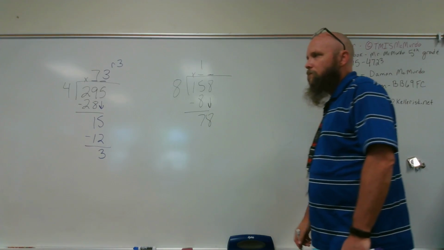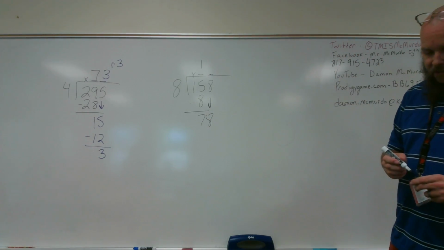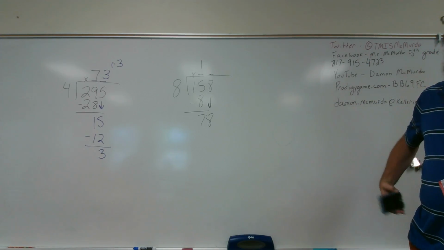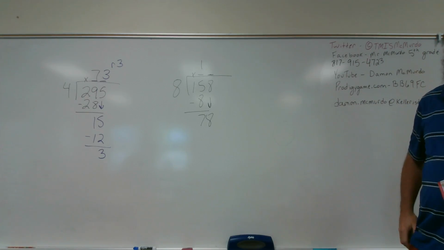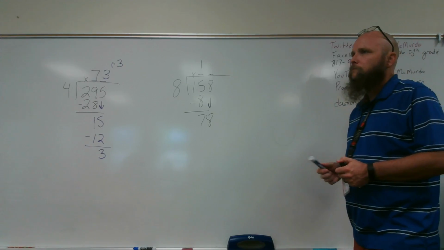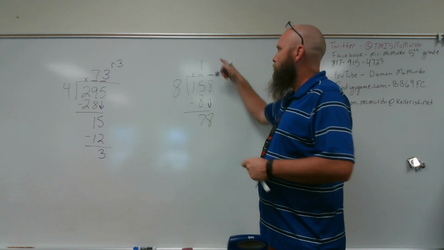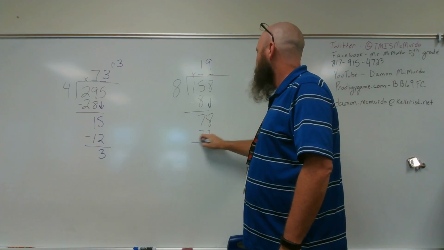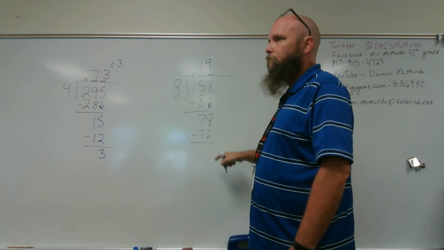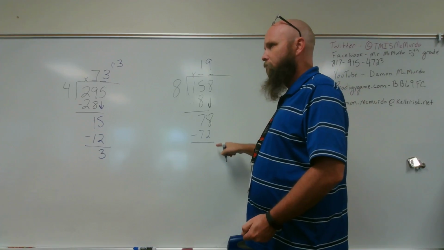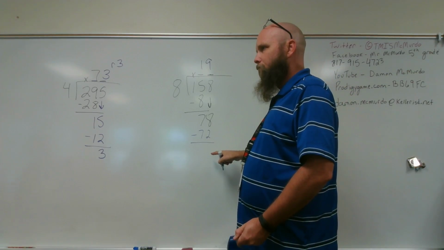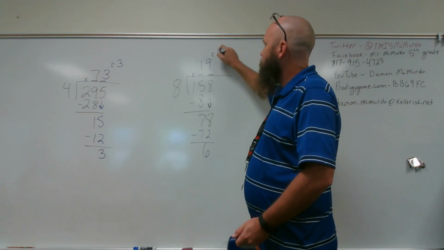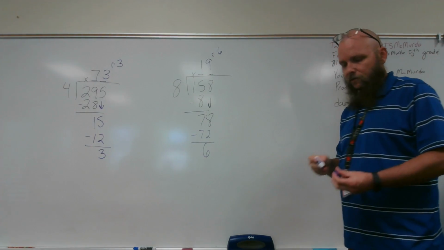Is 8 going into 78? How many times is 8 going into 78? 72 is the highest it can go, by 9. So 9 times 8 is 72. 78 minus 72 leaves a remainder of 6. So it's 19 remainder 6.